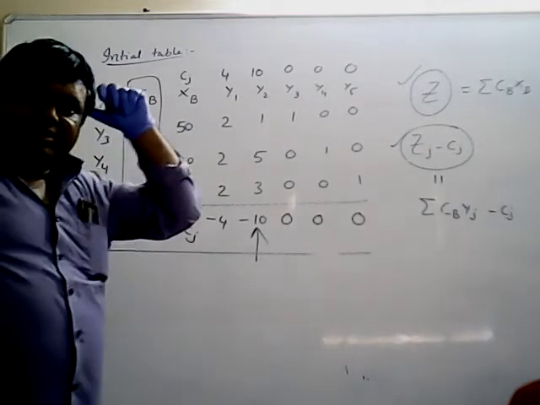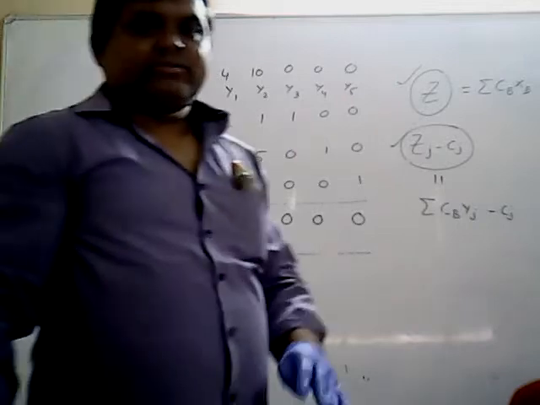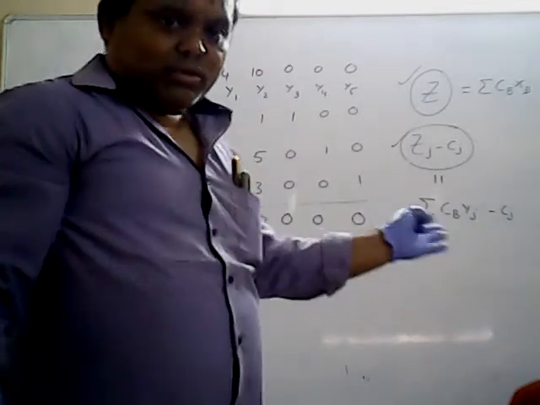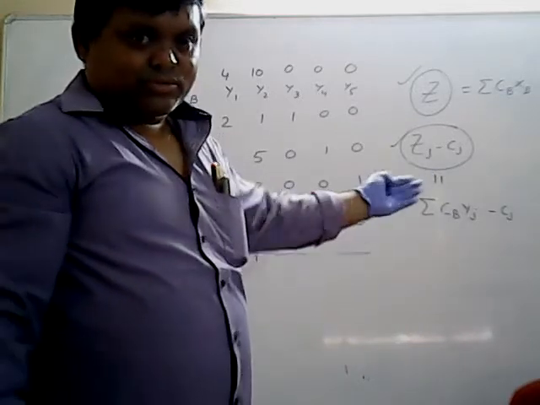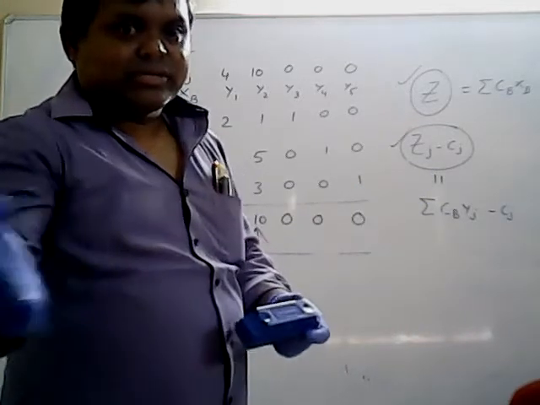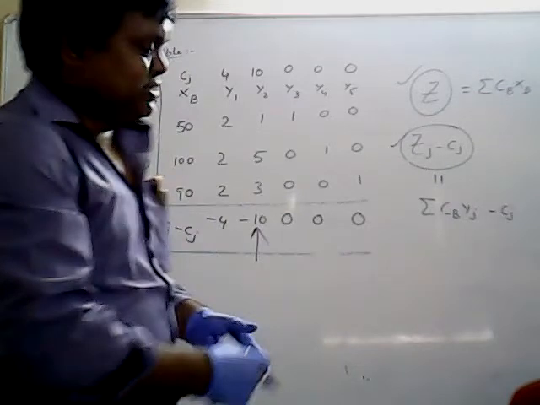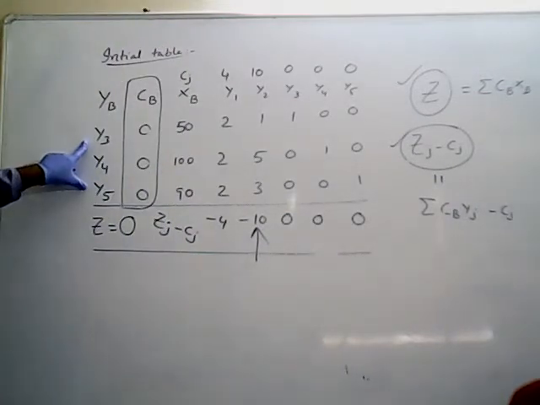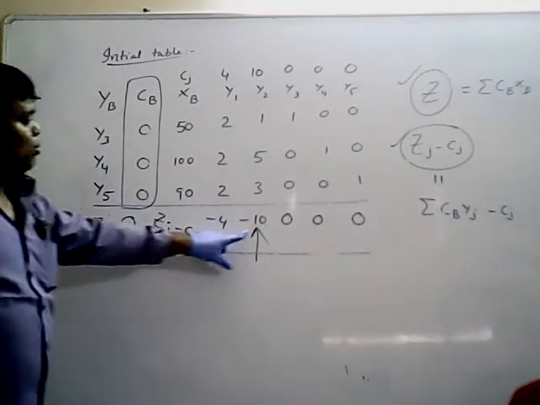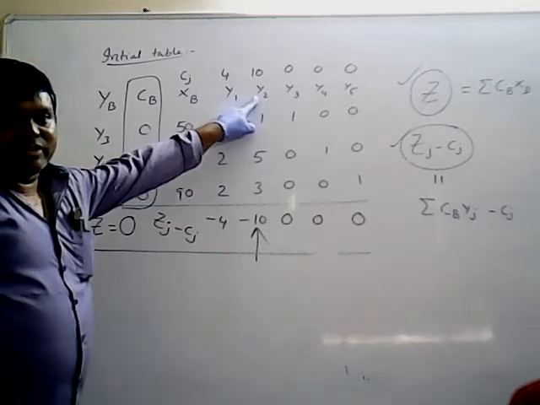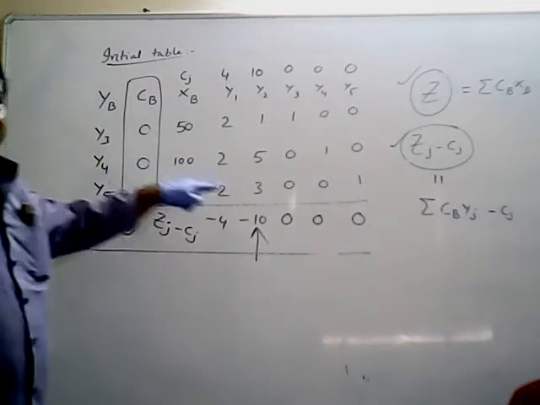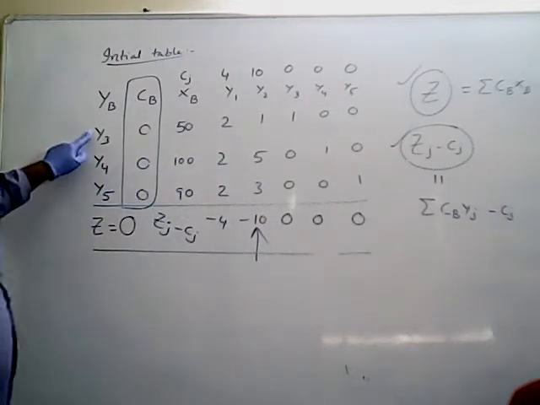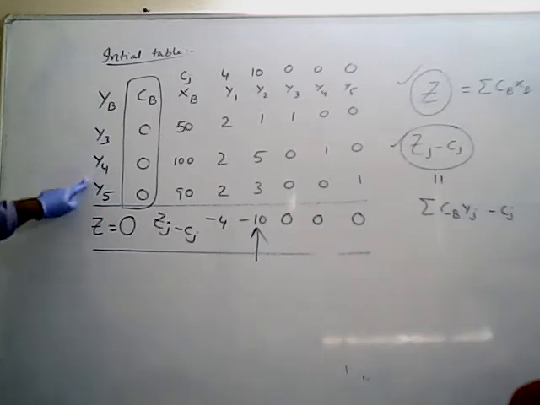Suppose in a class only 90 students are allowed. If one student wants to join the class, one student I have to send out. Here also the basis is already filled with Y3, Y4, Y5. Now Y2 wants to enter into the basis, so some variable must be deleted. For that you have to identify how to identify the deleting variable.